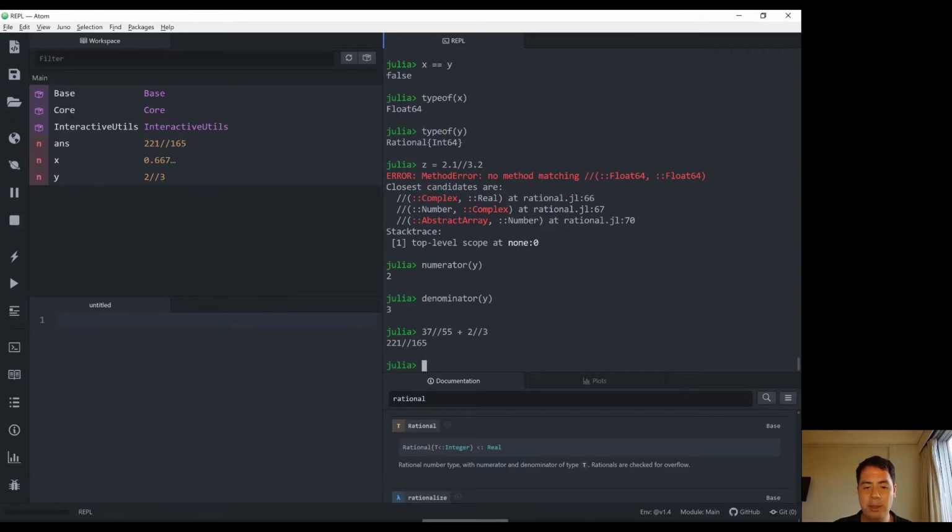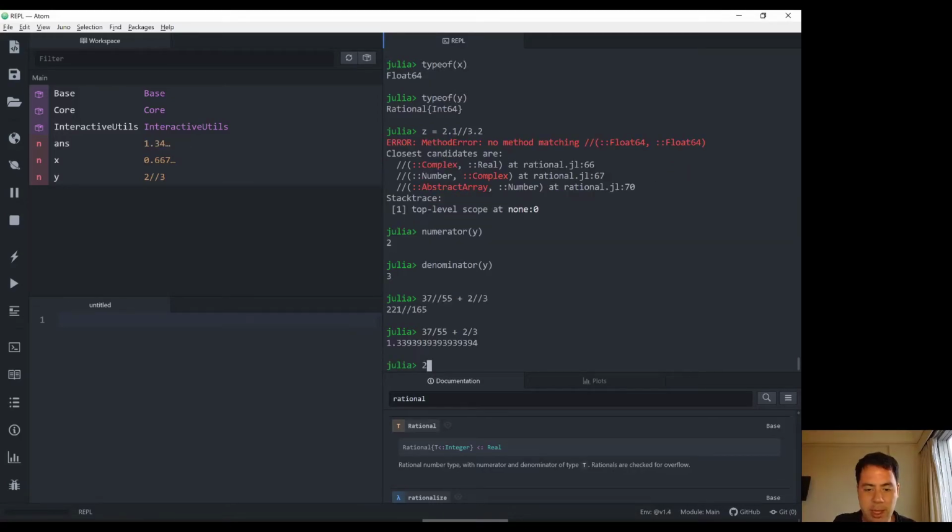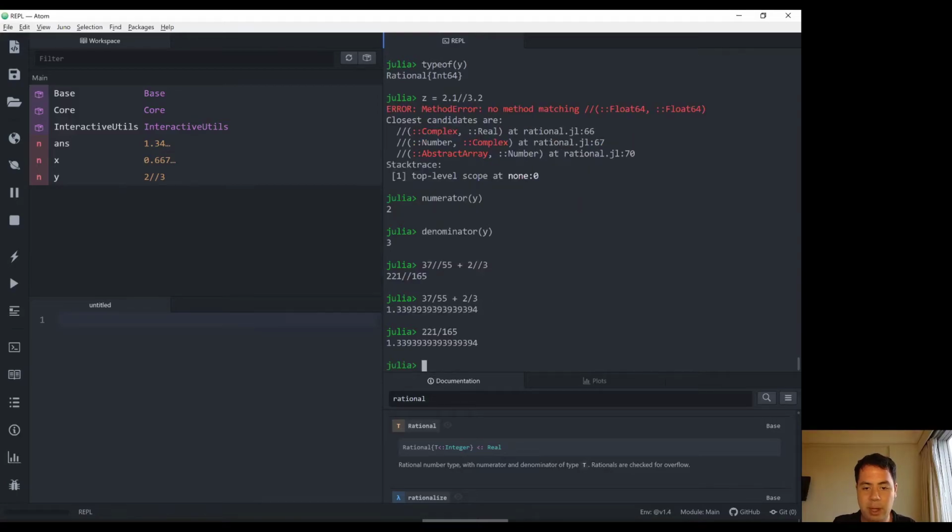So 221 over 165. If we do the same thing as floating points, we can do 37 divided by 55 plus 2 divided by 3 gives us that, and 221 divided by 165 gives us that. So the decimals do look right as well. And it looks like Julia can help out with primary school fractions homework. So if you are interested in fractions homework, check out the different maths operations that can apply to Julia.